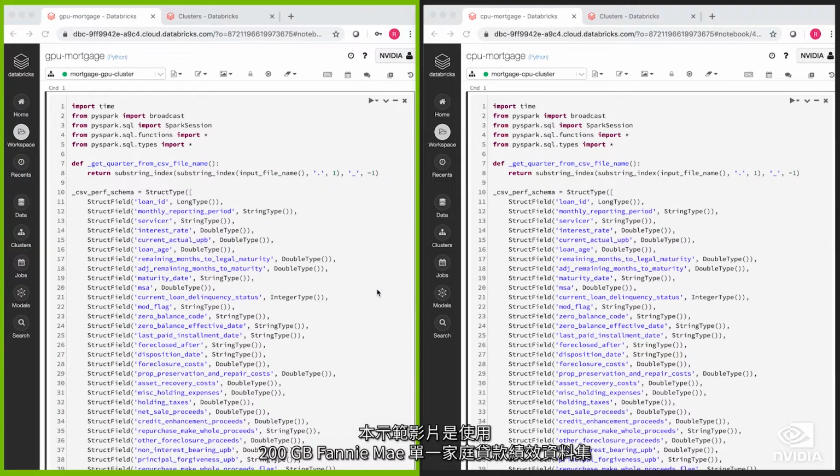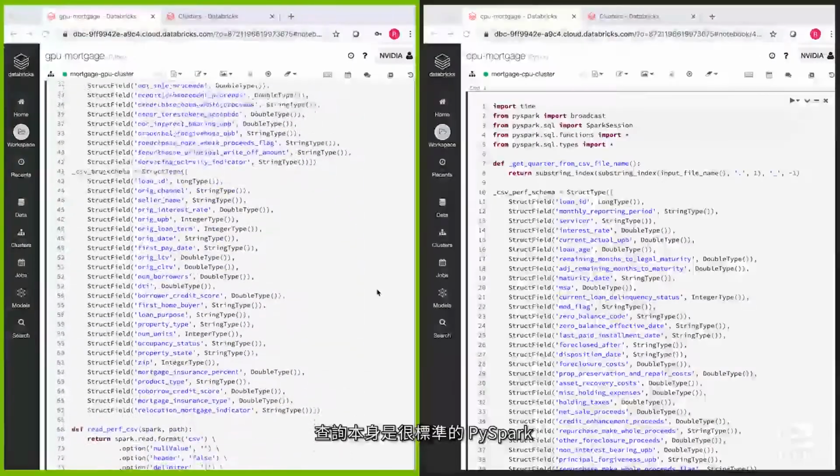This demo is doing data preparation and feature engineering on the 200 gigabyte Fannie Mae single-family loan performance dataset in preparation for training an XGBoost model. The query itself is pretty standard PySpark.